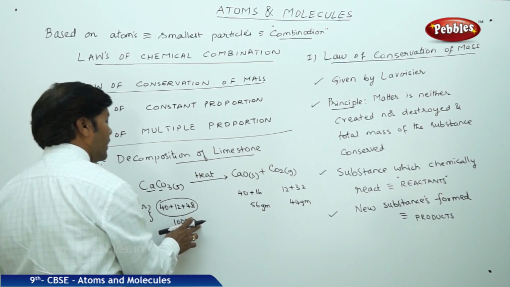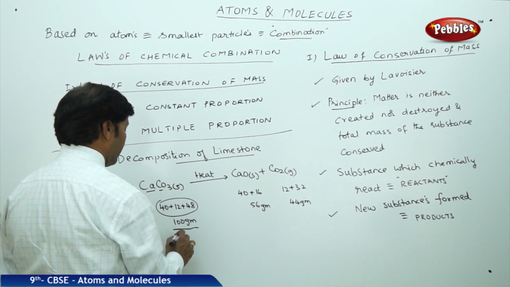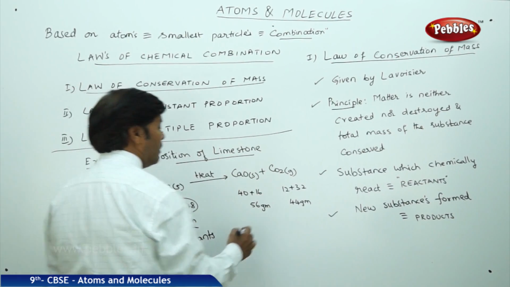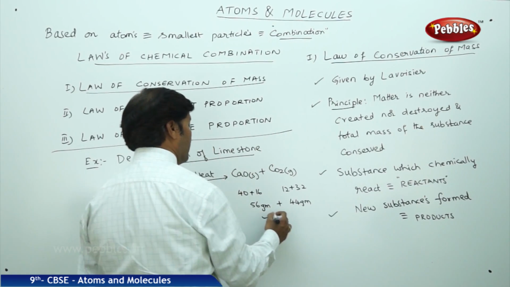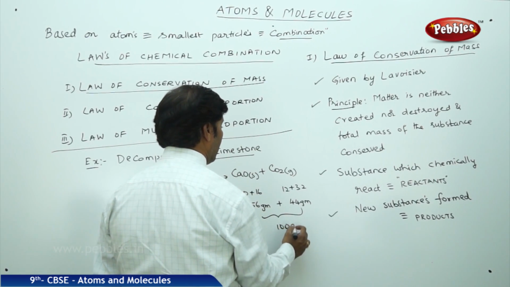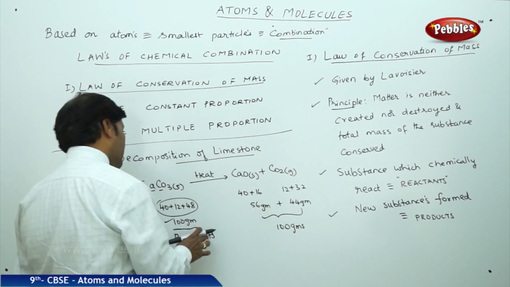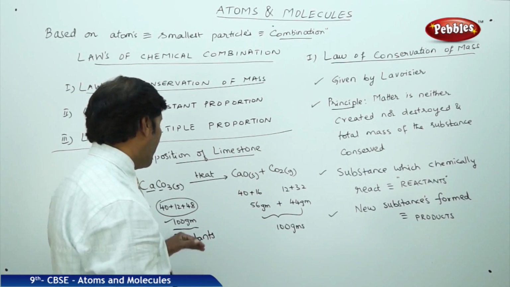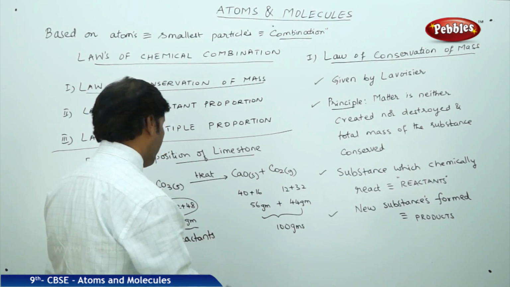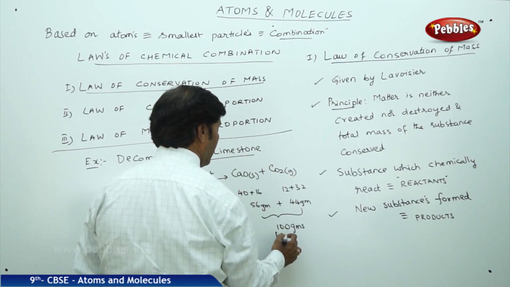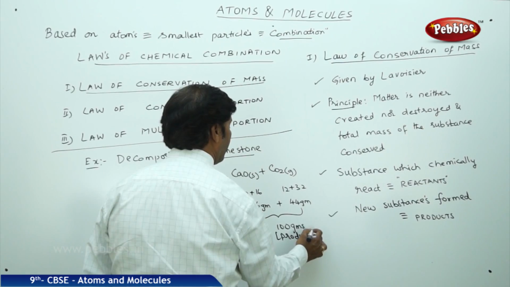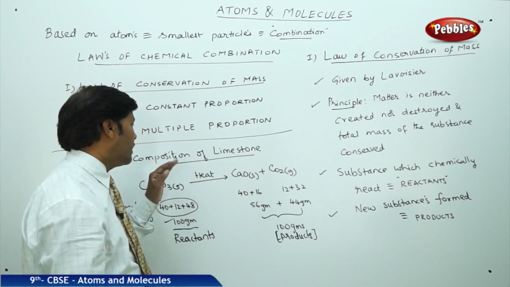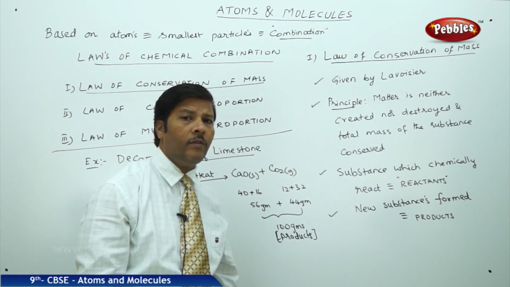So the total mass of the reactants must be equal to the total mass of the products. Reactants total mass is 100 grams, and in the products the total mass is 56 plus 44, again 100 grams. So in this way we can conserve the mass of the reactant as well as the mass of the product, and it satisfies the law of conservation of mass.